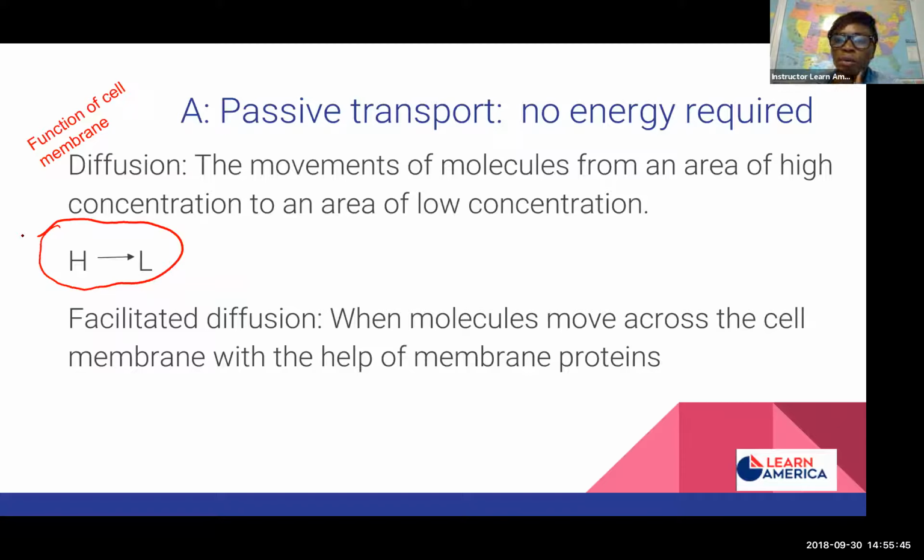So diffusion is the movement of molecules from an area of high to low concentration. So we're talking molecules such as oxygen, could be a sugar compound, salt compounds, any of those could work. And then we have facilitated diffusion. Facilitated diffusion is how materials move across the cell membrane using molecules in the cell membrane. So the cell membrane is going to aid them in moving across.